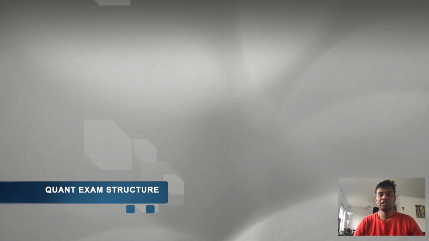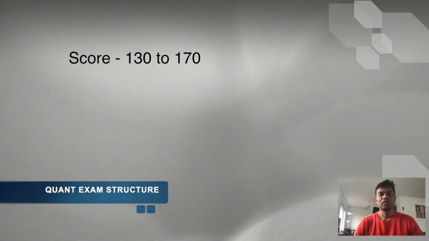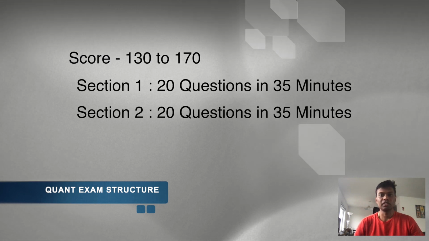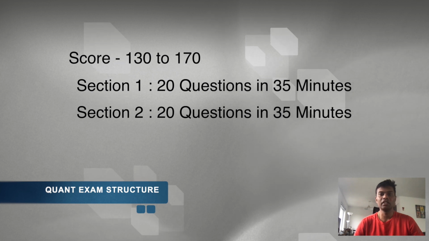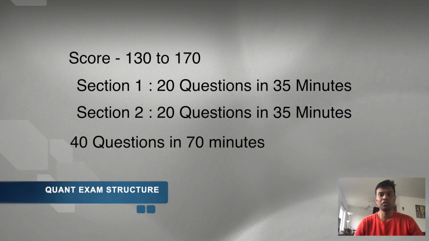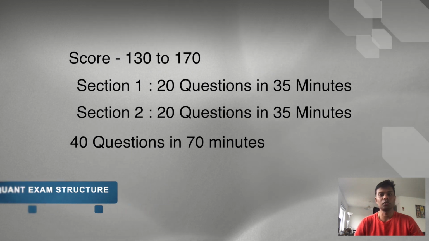The quantitative reasoning is scored from 130 to 170 points. There are two sections, with each section having 20 questions with the time limit of 35 minutes. So in total, you will get 40 questions to solve in 70 minutes. All the preparation you do is for these 40 questions.